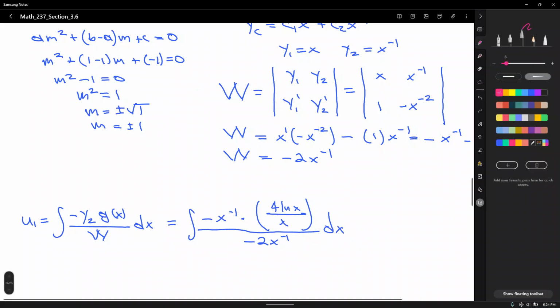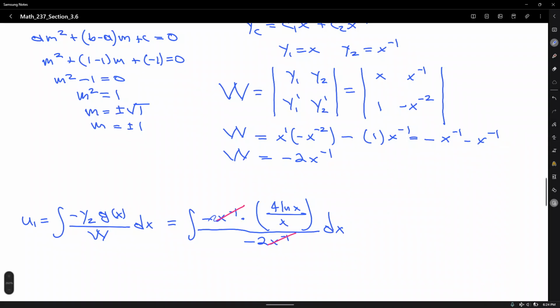Number one, x to the negative 1 cancels with x to the negative 1. Also, negative over negative equals positive, and 4 divided by 2 equals 2. And I'm going to take that 2 outside of the integral, and that's going to leave us with simply ln x over x with respect to x.